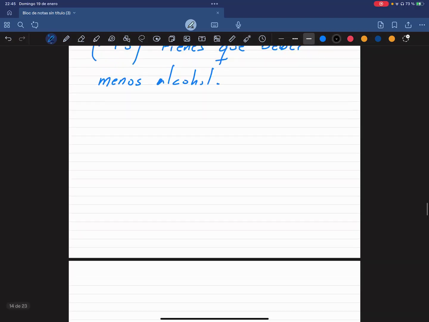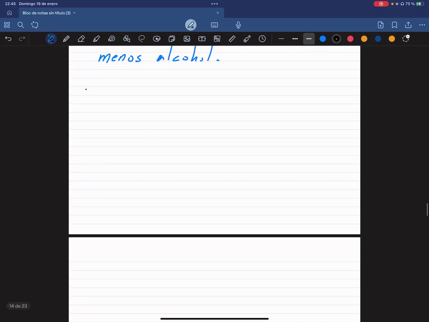One more. 16. We are very tired today. We are very tired today. We are talking about how we feel. And feelings are always with the verb estar.